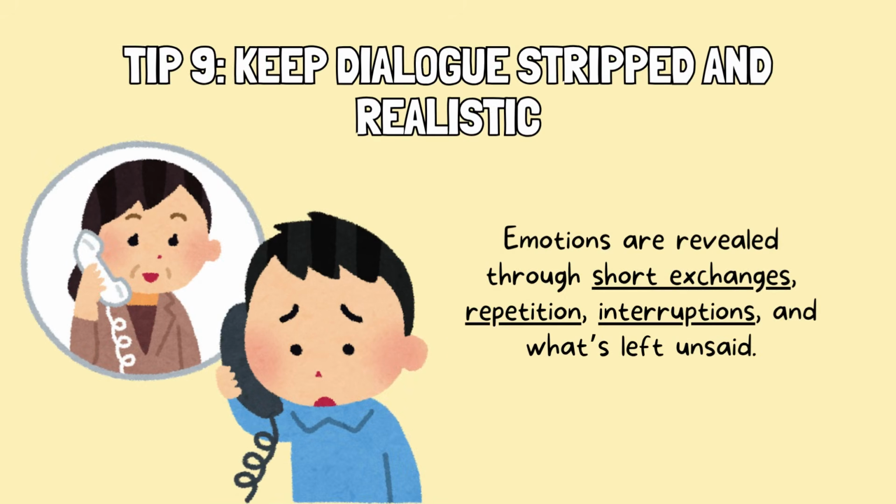Tip 9. Keep dialogue stripped and realistic. Hemingway's dialogue is lean, but it speaks volumes. His characters rarely deliver long speeches or spell out what they feel. Instead, emotions are revealed through short exchanges, repetition, interruptions, and what's left unsaid. Real conversations are often fragmented and indirect, and Hemingway used this to create tension and subtext. A single repeated line or a pause can show more emotion than an entire paragraph of explanation.